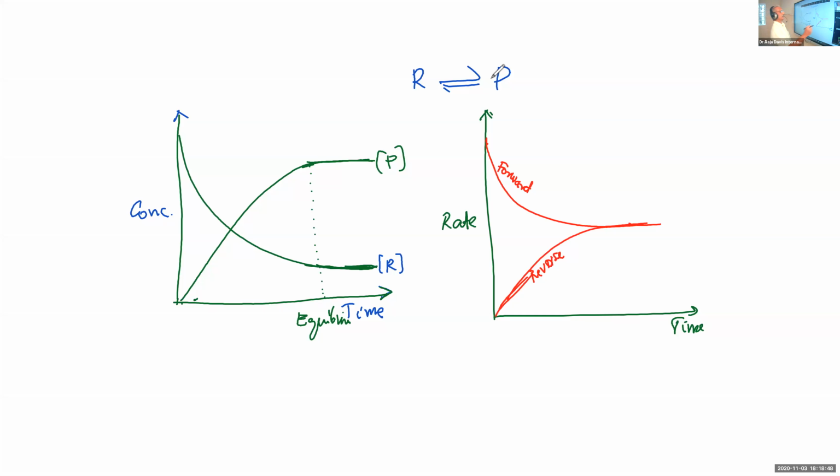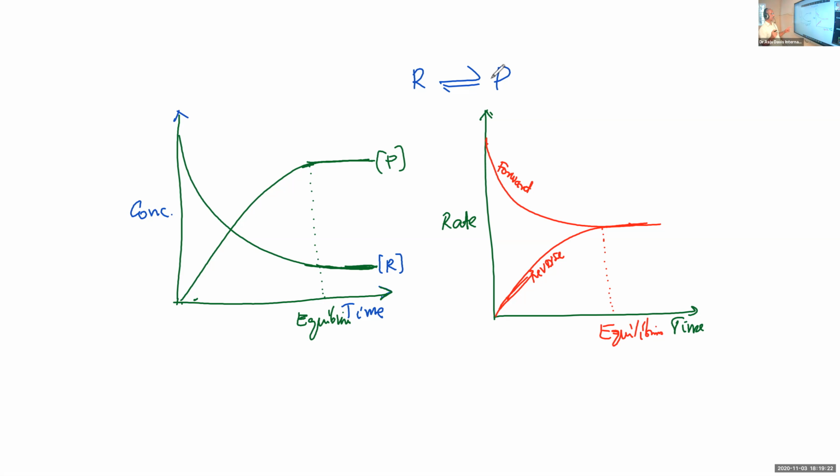Say at this point, this is the meeting point. At this point, both the rates are equal. Rate of the forward reaction decreases slowly, while the rate of the reverse reaction, backward reaction, increases slowly. And at a certain moment, the rates of the forward and backward reactions will become equal. And this is the equilibrium position. So the graphs will be like this.